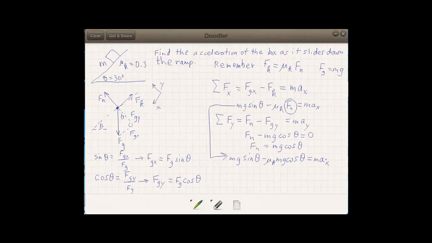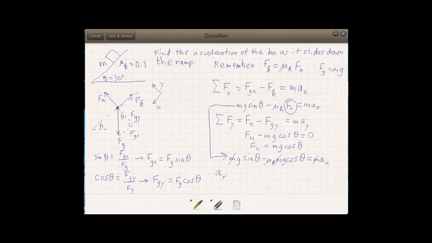A sub x is what we're trying to solve for now. And right away you can see there's a factor of m in all three of these terms, both sides of the equation. So if we divide through by m, the mass drops out. And that was why we weren't given any information about the mass. We didn't need it. It drops out of the problem. And so right away, we've got the solution right here, a sub x. I'll just turn it around.